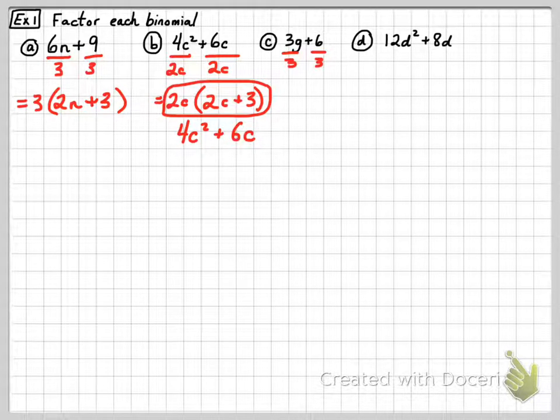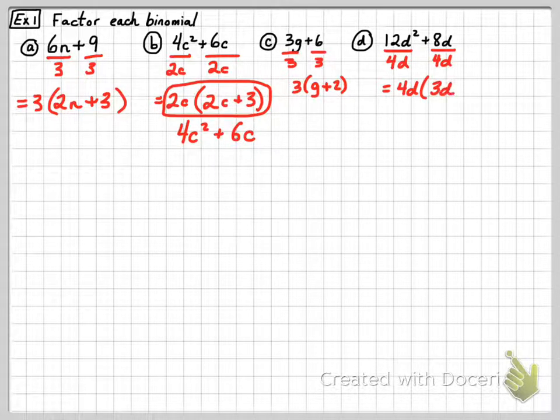In the next one, as you can see, I can divide both of these by 3, and my answer is going to be 3 times (g plus 2). And in my last example, I can divide both of these by 4 and a d. And if I divide that, I'm going to get 4d times (3d plus 2), because 8 divided by 4 is 2.